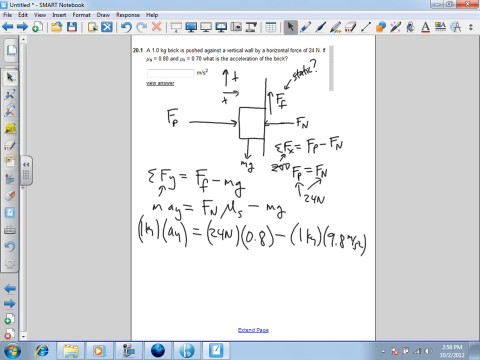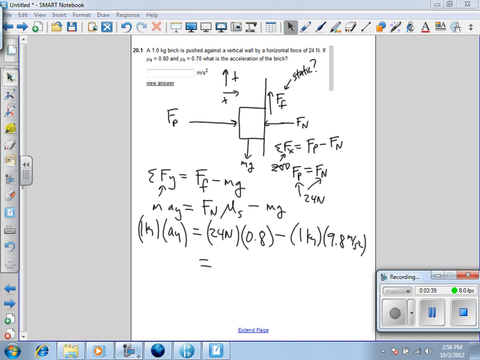So here's what we need to do. We need to decide if the right-hand side of the equation is positive or negative, because if it's negative, it's going to accelerate down. So we need to use our calculator here and calculate this. It comes out to 19.2 newtons minus 9.8 newtons is going to equal the net force. Well, that comes out positive, folks.